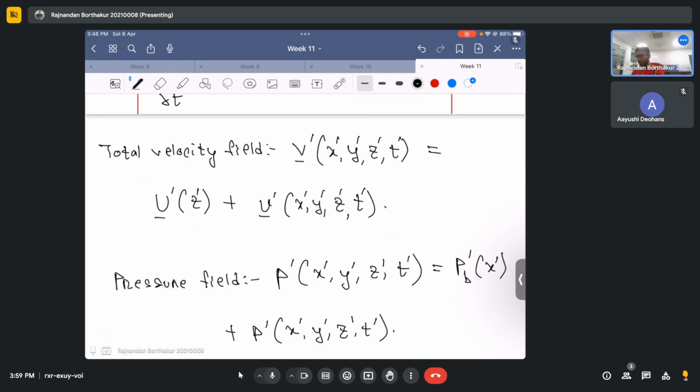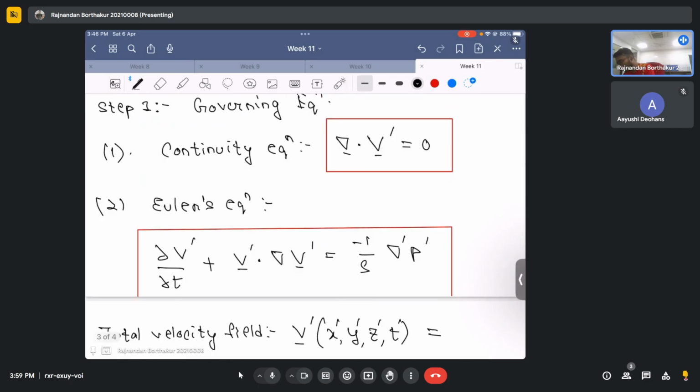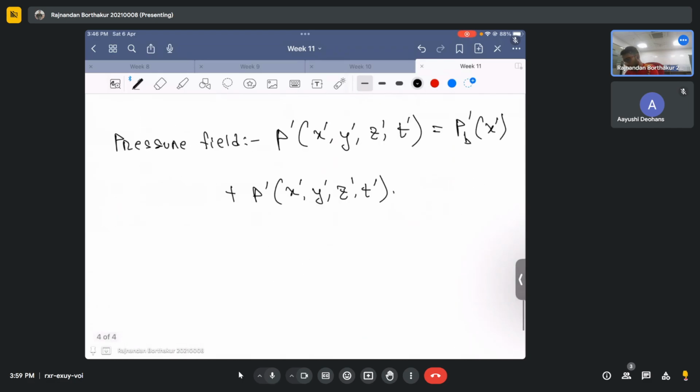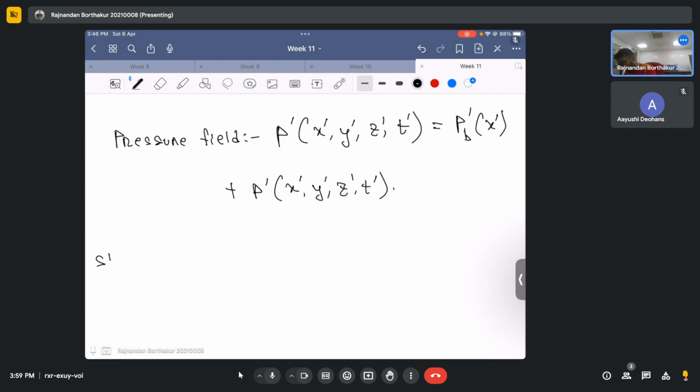Okay, so now what do we have? Step one is completed. We have written the governing equations which govern the total flow field. We will name this equation 1 and this equation 2.